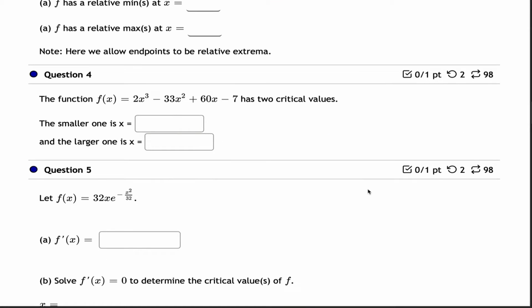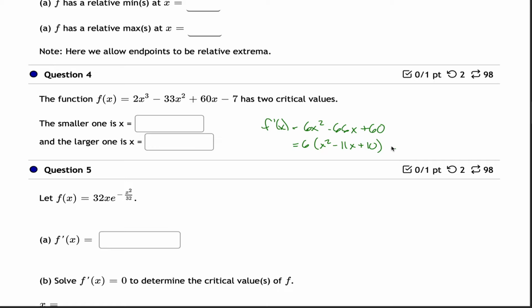Question 4, now we're switching from the graph approach to the algebraic approach. Got an equation here. It says it has 2 critical values. How do you know that? Well, think about the derivative. It's a 3rd degree polynomial. If you take its derivative, you're going to get a 2nd degree polynomial, right? F prime of x equals 6x squared minus 66x plus 60. And what I'm supposed to do is find the critical values. Conveniently, all 3 of these are divisible by 6. Hopefully that ends up being the case for you, that they're all divisible by something that makes the leading coefficient 1. That's nice when that happens.